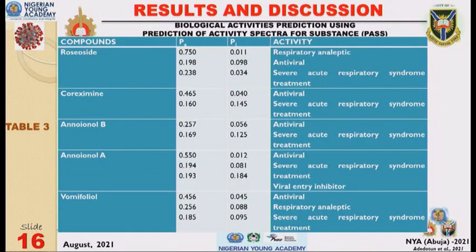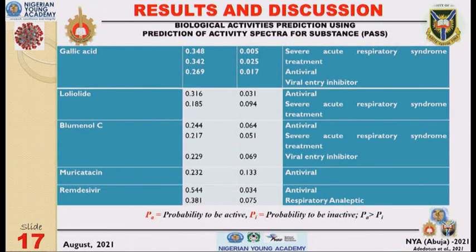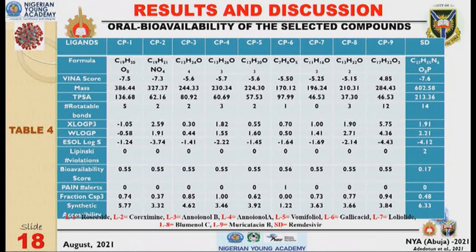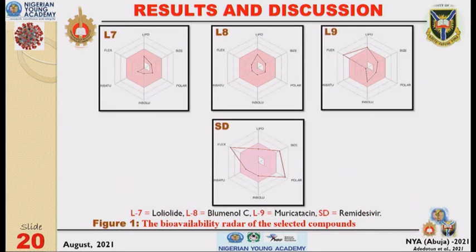Now, this is the result for the biological activities prediction. In this result, it is essential that the Pa is greater than the Pi. As you can see, for all the 9 compounds, the Pa is greater than Pi, and they show biological activities that are related to our interest. Next slide. This is the result of oral bioavailability. Next slide. So we are going to see the radar because of our time. The pink area shows the optimum area for all the analyses conducted. As you can see, all the 9 ligands fall within the range. Next slide.